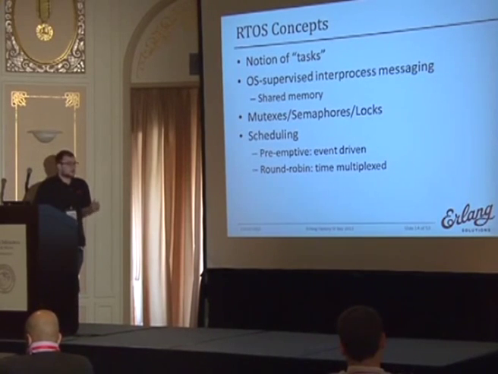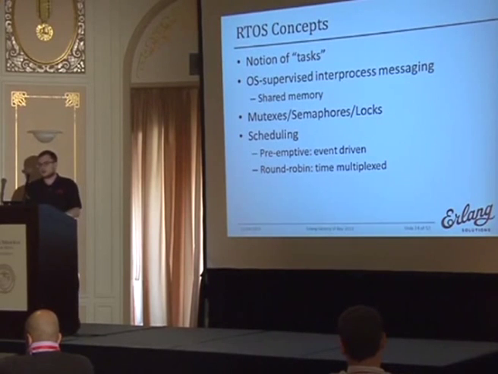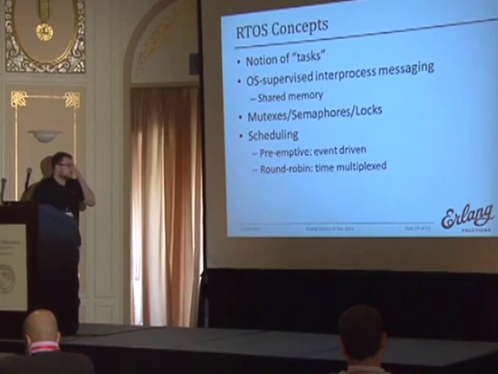So in an RTOS, you get the notion of tasks akin to our Erlang processes. And then the operating system itself gives you primitives or the facilities to do some messaging between these tasks. It uses shared memory. Hardware can be quite dangerous if it's not managed properly. So you also get mutexes, semaphores, locks, facilities that will let you do safe control of hardware. And the operating system also provides some scheduling as well.